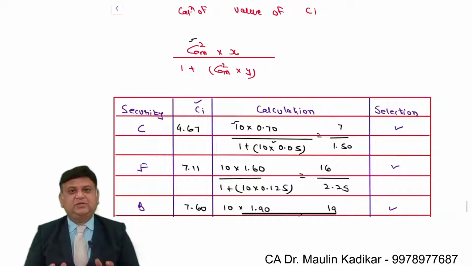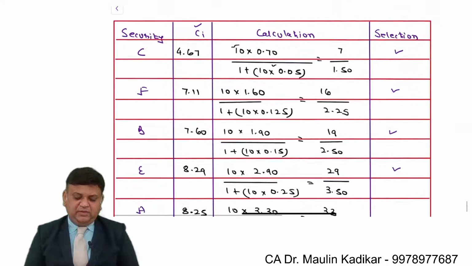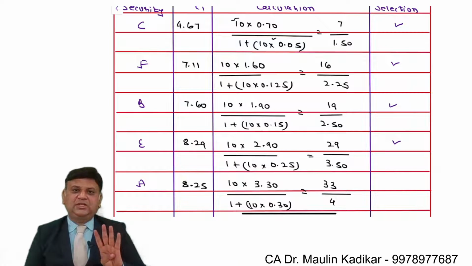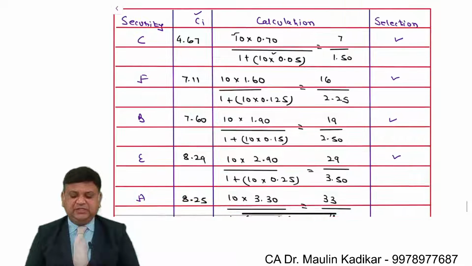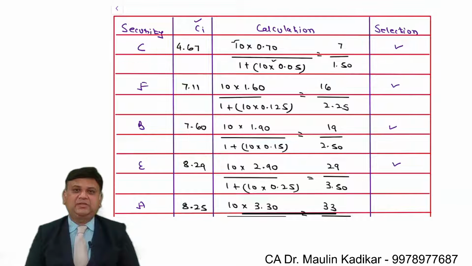Next is the calculation of the value of the CI. For that, variance of the market portfolio into X divided by 1 plus variance of the market portfolio into Y. We will make investment in first 4 securities. Why? Because we understand that till the time the value of the CI increases, we should make investment. That is what we understand.